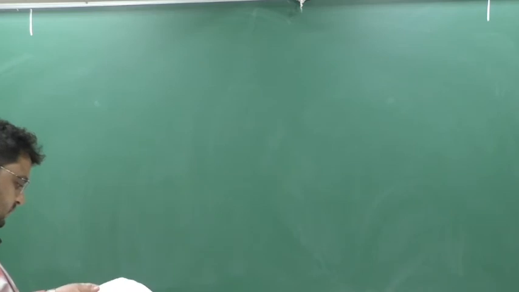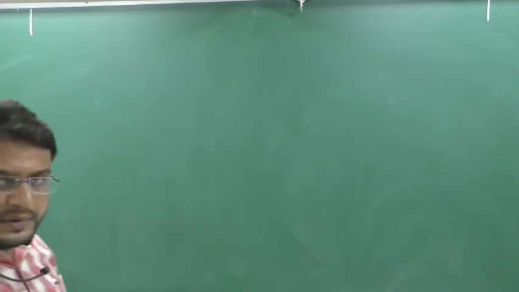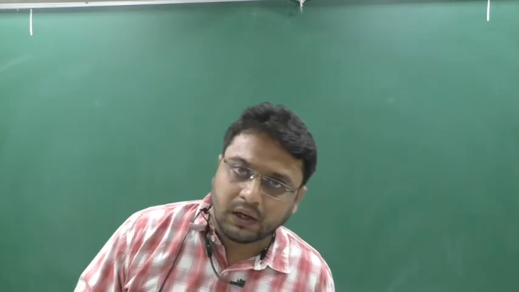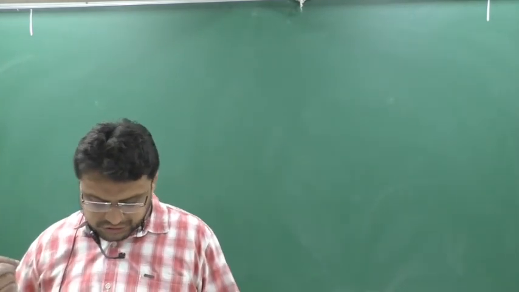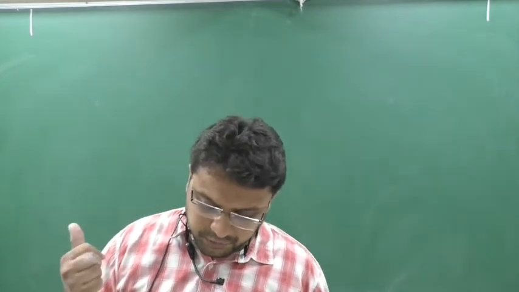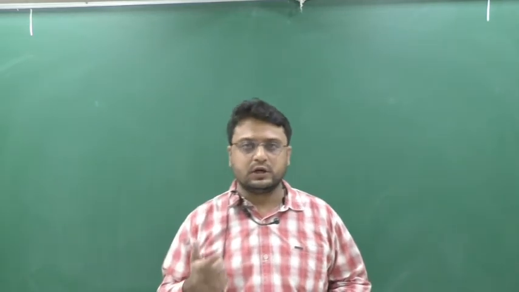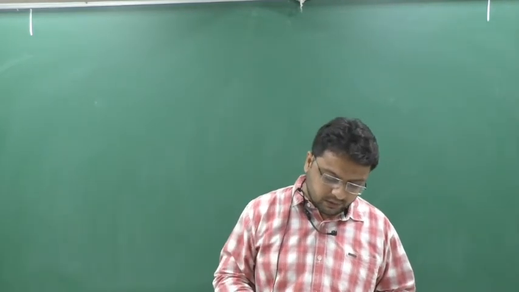Okay. So understood now why E naught cell will be 0, and if the net cell potential turns out to be negative, what do you think? Okay. Try to solve the questions from your book. If you have any doubt, you can let me know. Okay. Another question.